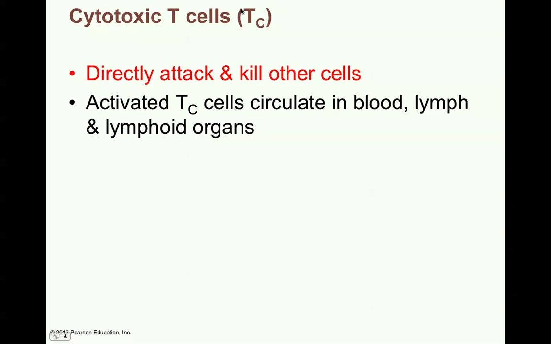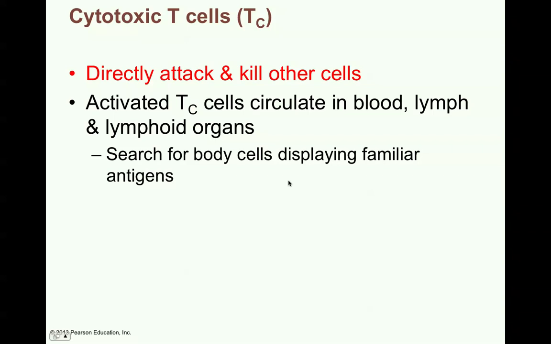Cytotoxic T cells, it is that big T with a little C subscript. These directly attack and kill other cells. Activated cytotoxic T cells circulate in the blood, the lymph, and lymphoid organs. They search for body cells displaying familiar antigens. And so anyway, if they're self antigens, they will leave them alone. If they are non-self, they will recognize them as foreign.